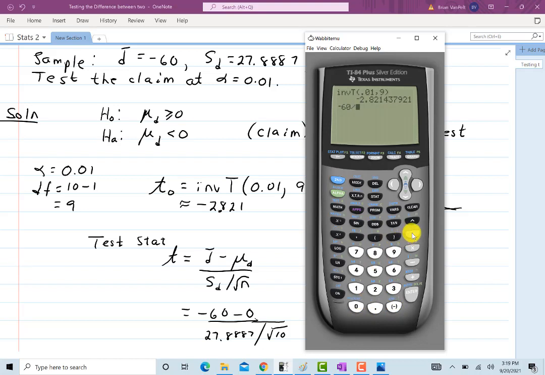Now since I have a complicated denominator, I'm going to put it in parentheses. So I get my 27.8887 divided by the square root of 10. Remember, you've got to get out of the square root, so you've got to hit the right arrow there. See how it ended the square root, and then you can finish off the parenthesis. If you sneak a parenthesis under the square root sign, it'll mess everything up. So let me hit enter and see what happens. I get negative 6.803.